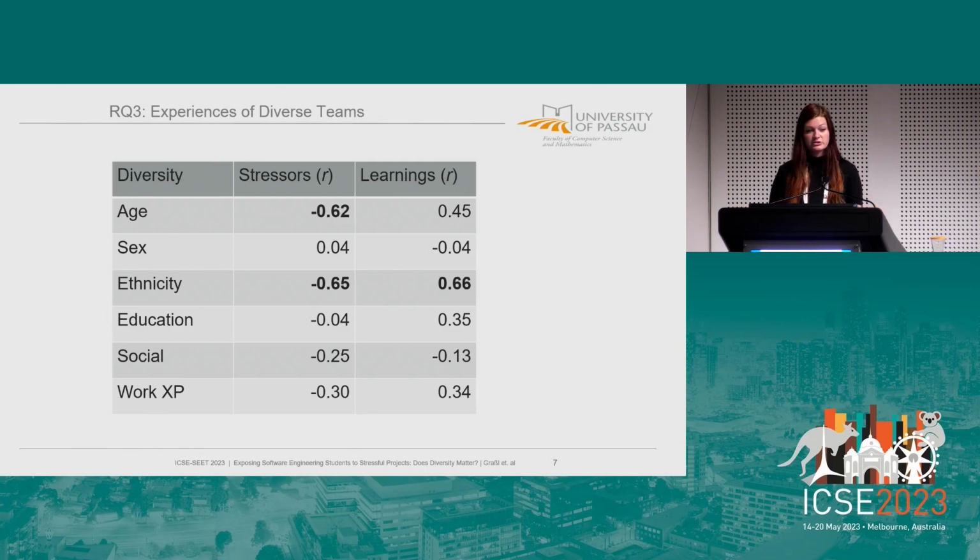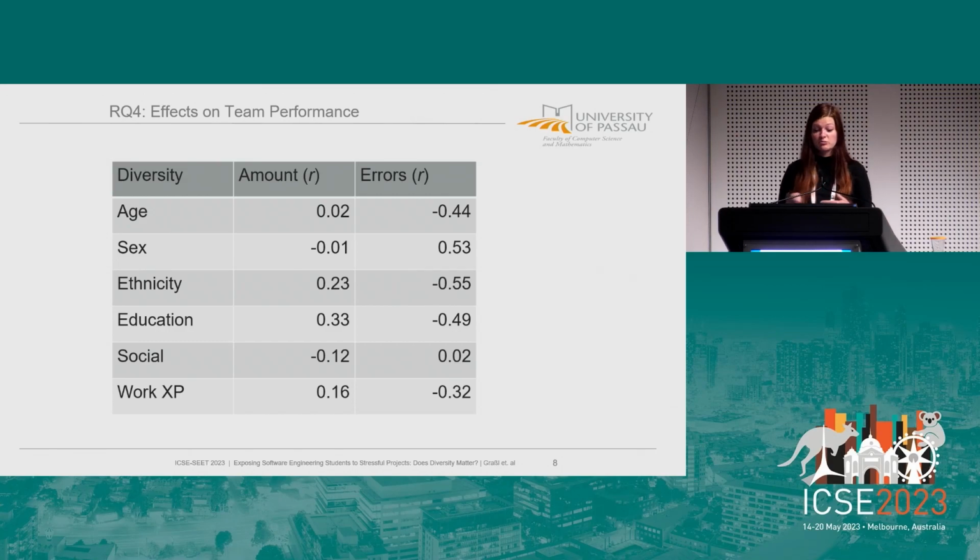teams with a greater age diversity, a higher ethnic diversity, and also working experience had less stress situations, but more learnings. And this is really nice, because you can say that this is really a good thing for the diverse team. By the performance, we didn't see any significant relationships between diversity of teams in student context and performance. However, we saw that except for the social background, all other dimensions have a medium correlation, meaning that most of the diverse teams have an increased performance. So less errors were occurring, and more counted items were there.